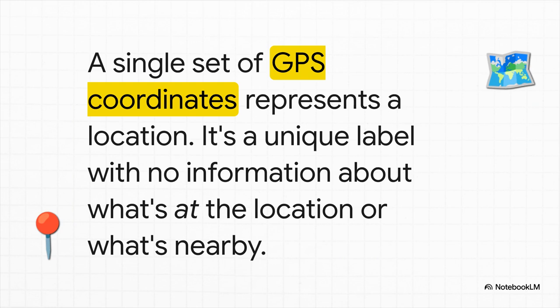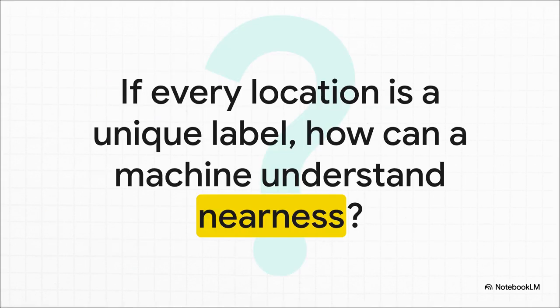A perfect way to picture this is with a single set of GPS coordinates. You have a specific point on a map, and it's represented by a unique pair of numbers. That point is an atom. It's a single, whole thing. There's absolutely no information inside that label about what's at that location or what's anywhere nearby. And that leads us straight to the big problem with this atomic approach.